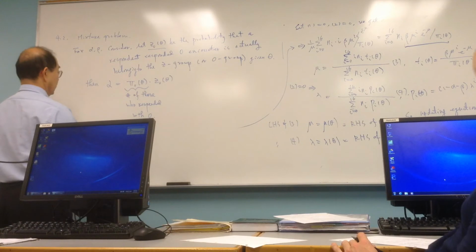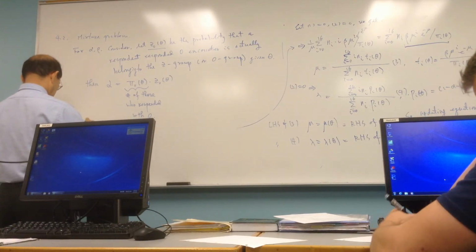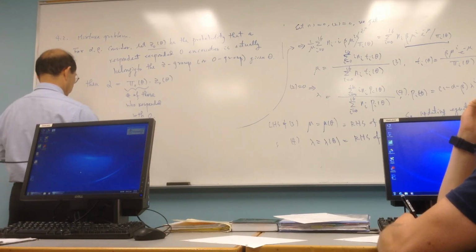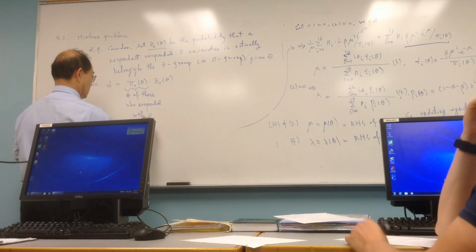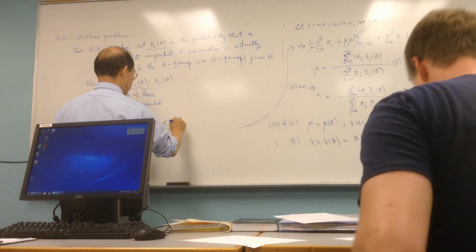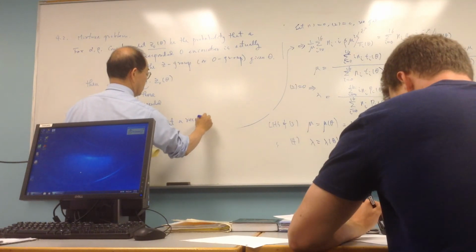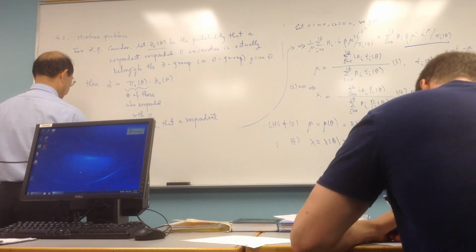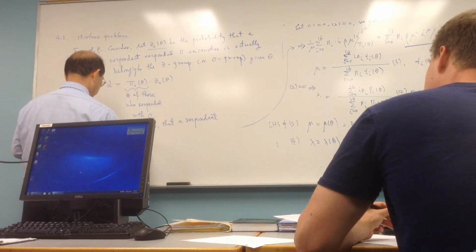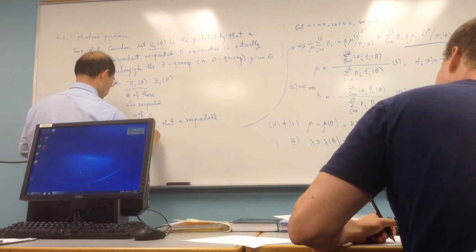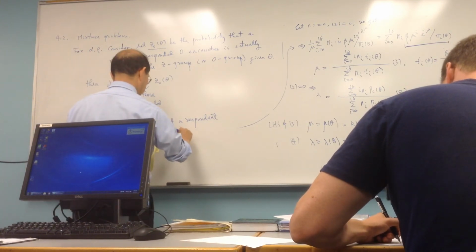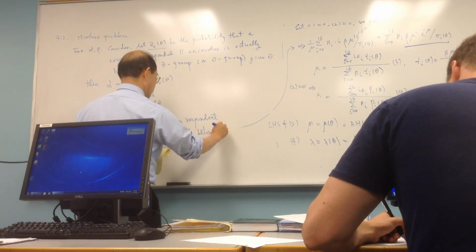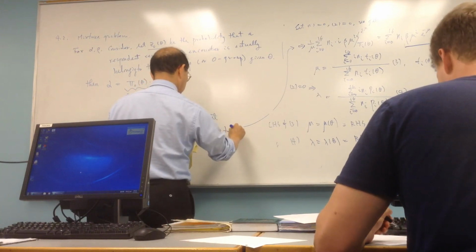Okay, and then we let also Ti theta be the probability that a respondent who responded I encounters actually belongs to the P group.